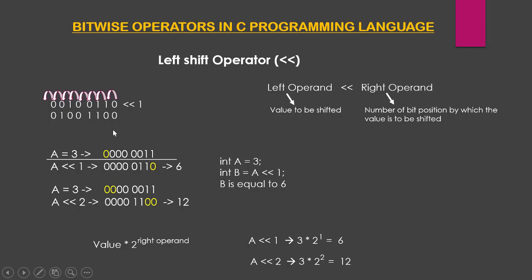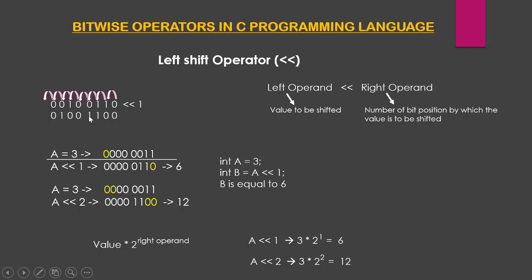So if A is equal to 3, then the expression B equal to A left shift by 1 will result in 3 being shifted one place to the left, which results in 6 being assigned to B. If you shift A one place to the left, you end up with 6.